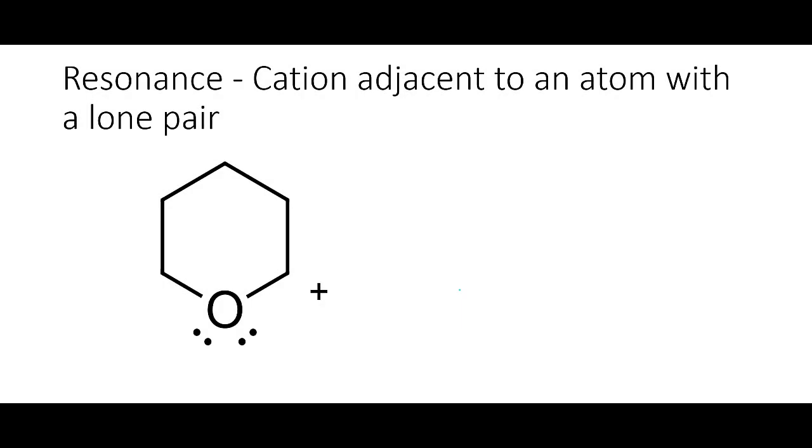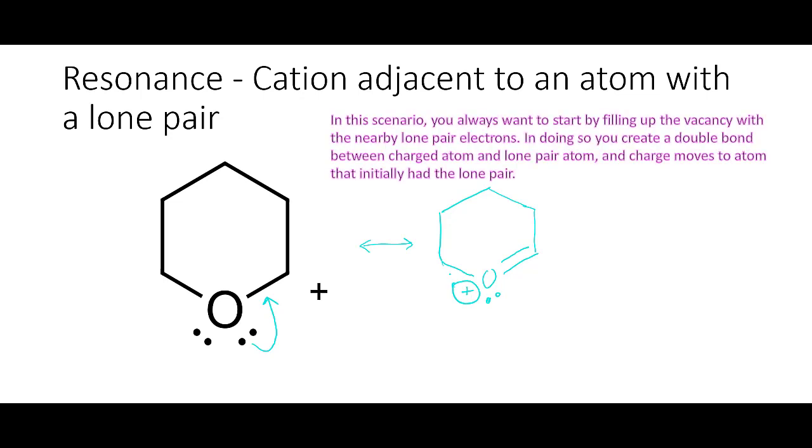The third resonance scenario is a cation adjacent to an atom with a lone pair. In this scenario, we also want to fill the valence of the atom with the positive charge, and we do that by moving the lone pair electrons of the atom next to it. This results in a structure where there is now a double bond between the oxygen and the carbon, and the positive charge is now on the atom that donated the lone pair.